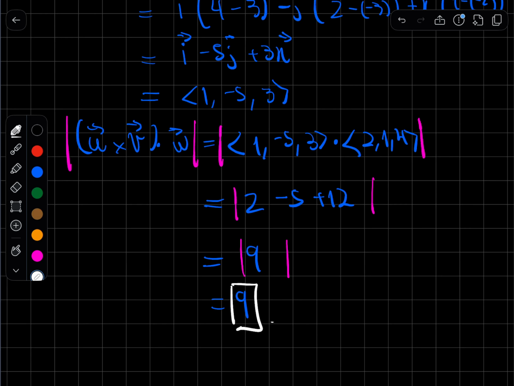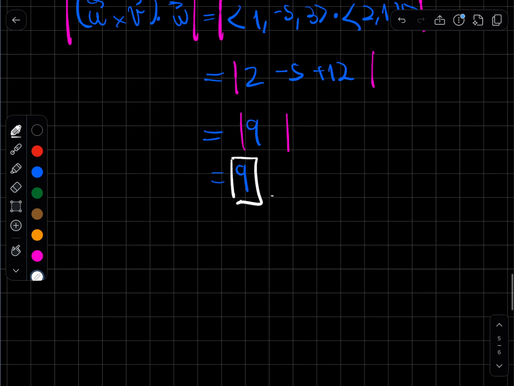Okay, I hope this made sense. This application is pretty important, I think, and knowing how to do the cross product quickly is very, very helpful. But I still say that you should pay attention and check your numbers. I'm sure I've made a mistake here because I've done this too quickly.